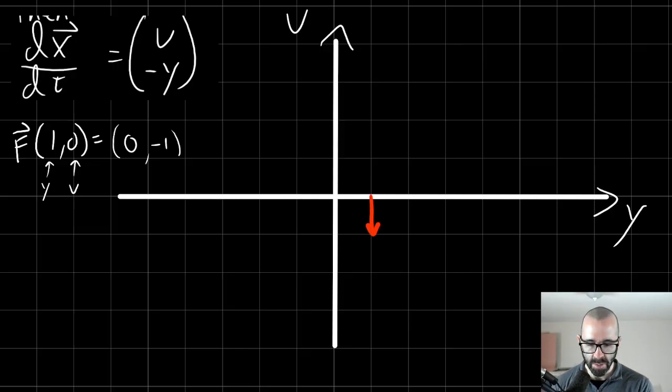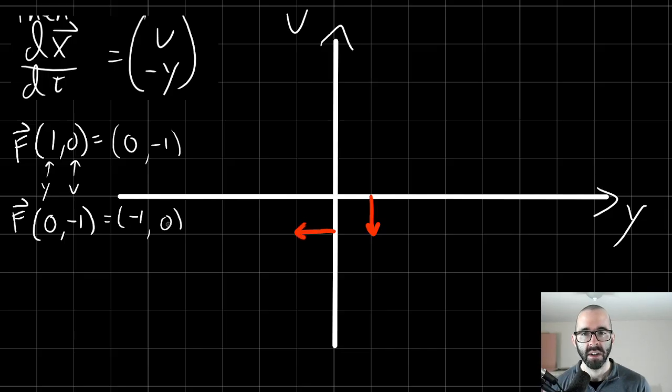And then again, you could keep on going in this fashion. What's the vector at 0 comma negative 1? You do the same thing. The position is 0, the velocity is negative 1, and so on. So you find the point 0 comma negative 1, you draw the vector negative 1 comma 0, right? We go left 1, up 0.